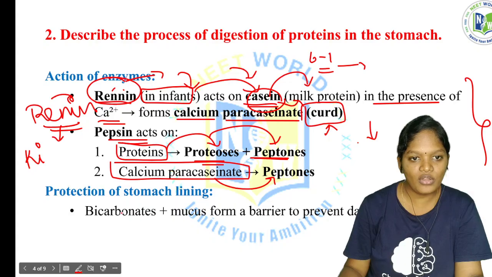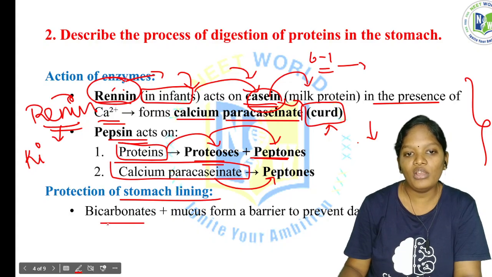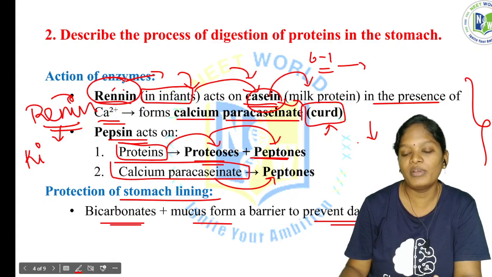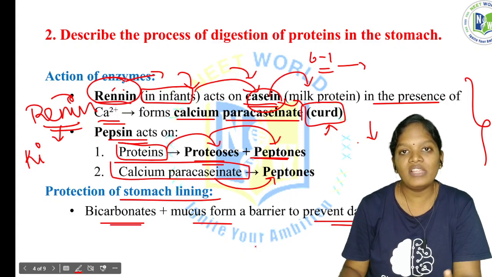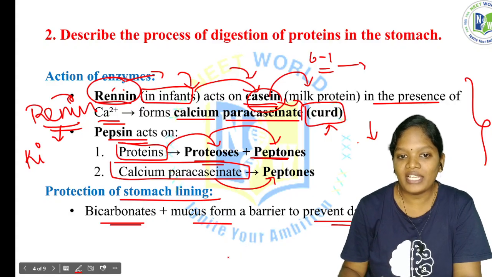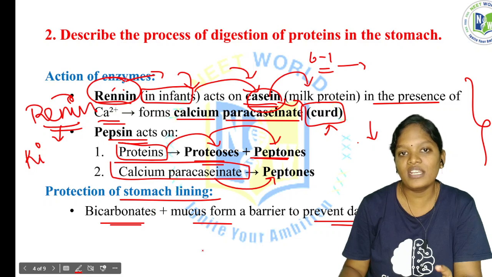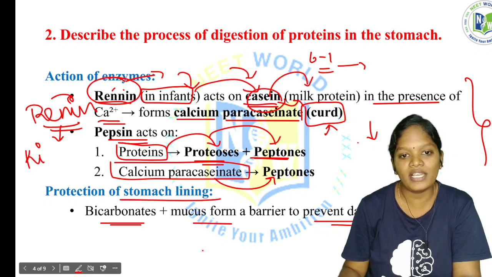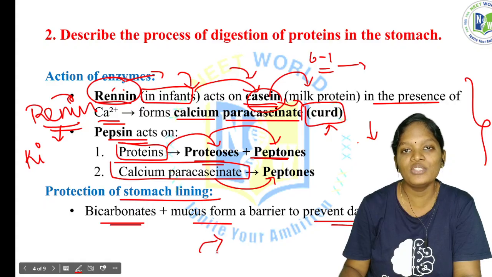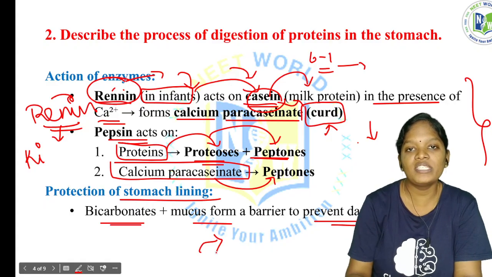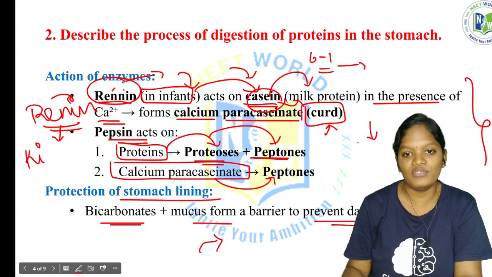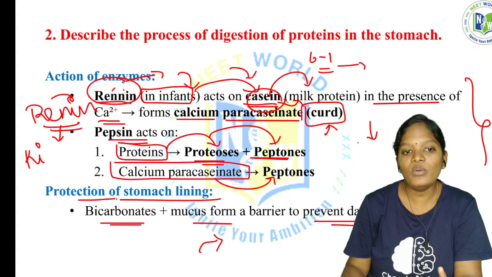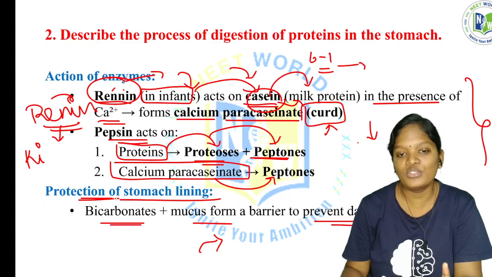In the protection of the stomach lining, the bicarbonates associated with the mucus form a barrier to prevent damage from the HCl, which is hydrochloric acid. See, whenever we are feeling hungry, the acid which is present in our stomach, which is nothing but hydrochloric acid, continues to digest all the mucus layer which is present in the digestive tract. So because of this acidic environment, that is how it is getting protected with this stomach lining.